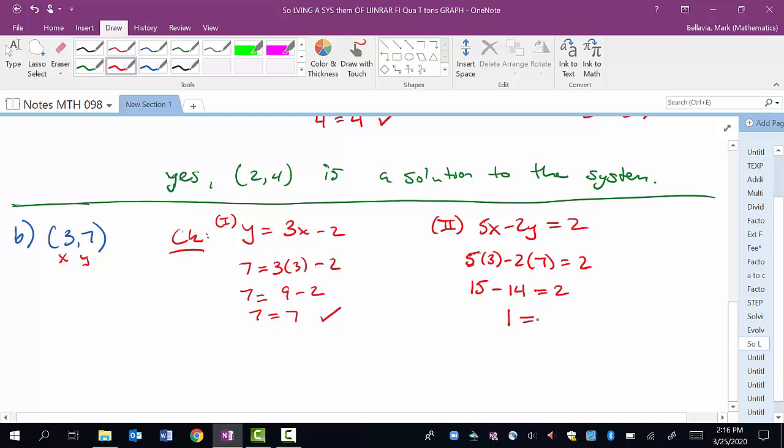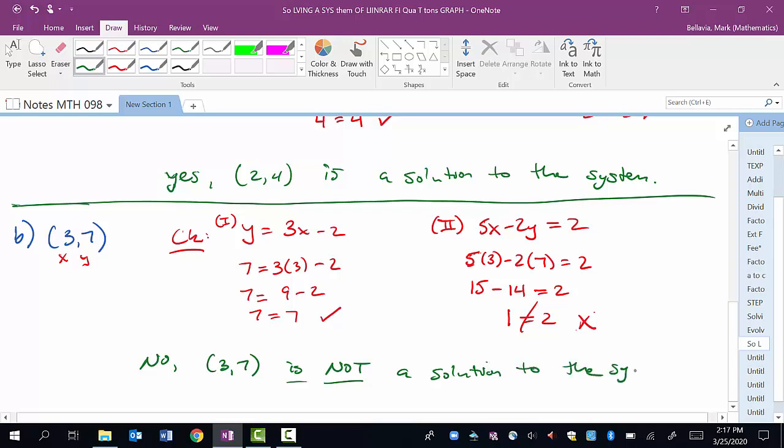Well, it doesn't, right? You got 1 equals 2, so that's not true. So that tells me that the point 3 comma 7 is not on line 2. It's not on the 5x minus 2y equals 2. So since it doesn't fall on both lines, we can say no, 3 comma 7 is not a solution to the system. Because what we've shown is that it falls on line 1, but it doesn't fall on line 2. So it's only a point on line 1 is all we know from that.